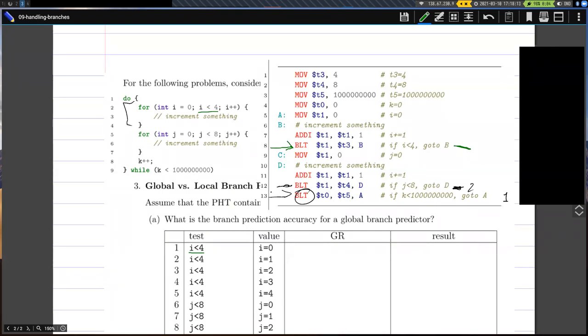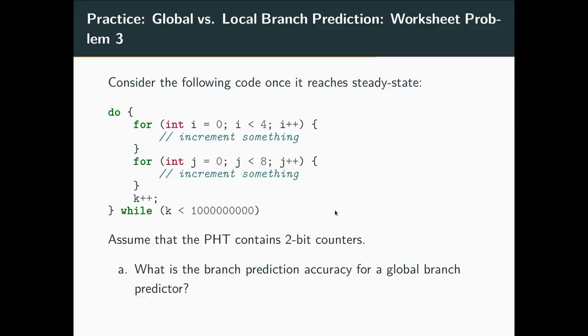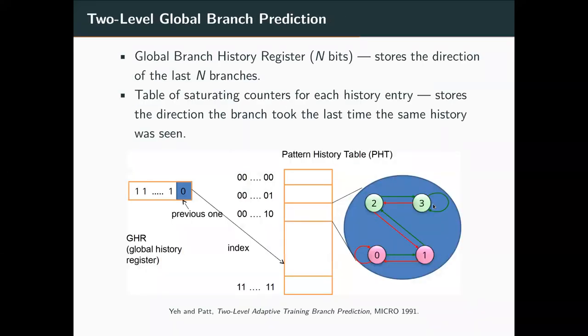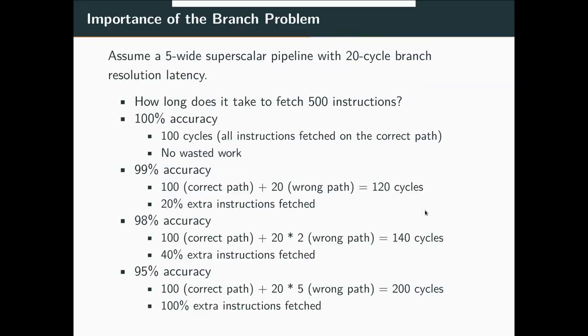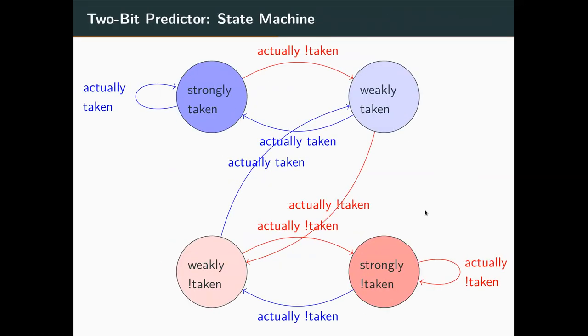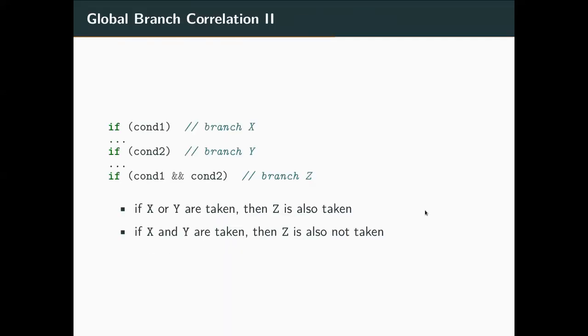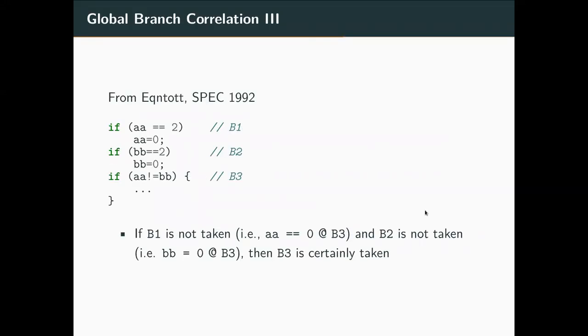Does the table entry change with each touch of the table entry also? Yeah, it will change according to our state machine that we had way up here. So each entry of the pattern history table will have its own state machine indicating which way we expect to go. When you say table entry, you mean entry in the PHT? Yes.